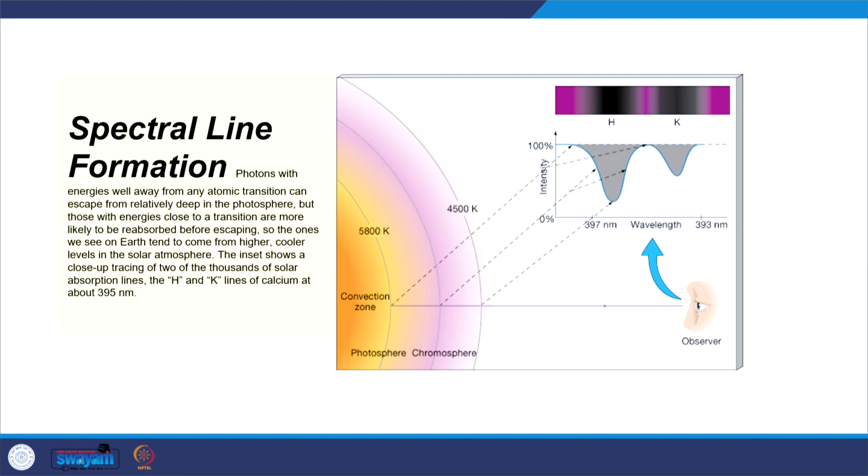So the inset in this figure is showing two absorption lines where this energy is already absorbed by the time it reaches the earth. The inset shows a close-up tracing of two of the thousands of solar absorption lines, the H and K lines of calcium at about 395 nanometers. Right. So these two lines are absorbed. So obviously these two lines should represent a particular region in the solar atmosphere.